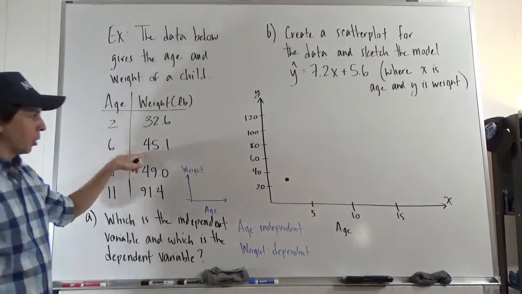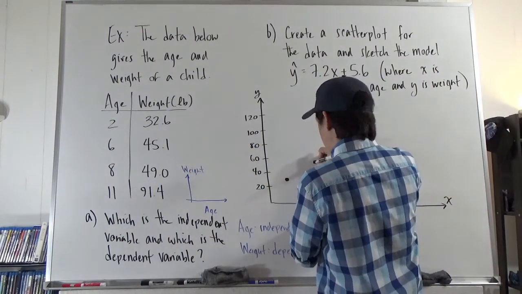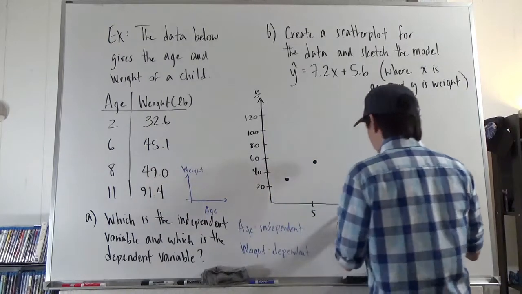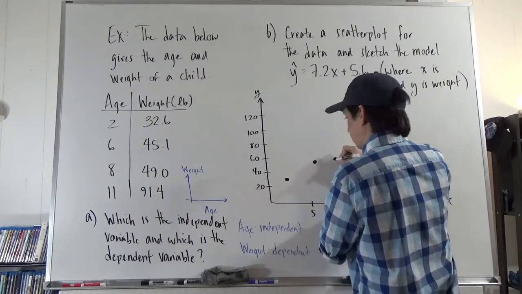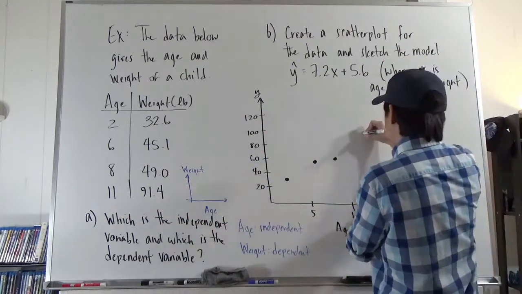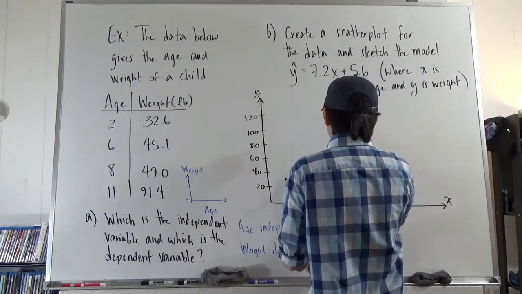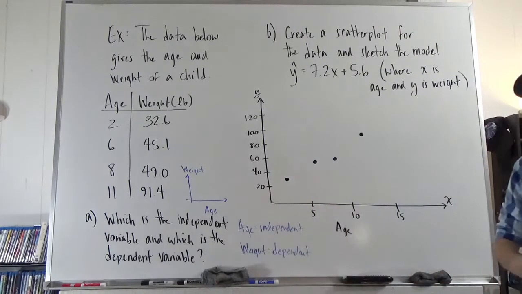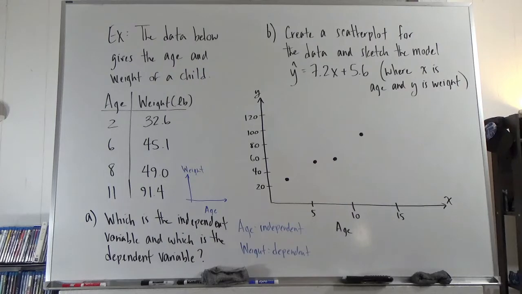Age 6, 45.1. Age 8, 49.0. This is barely above. And age 11, 91.4. Okay, we're keeping it simple with only 4 points. You might have slightly more for your assignments and your problems that you're going to be working with, but we're going to keep it simple here. Okay, that's part of the problem.